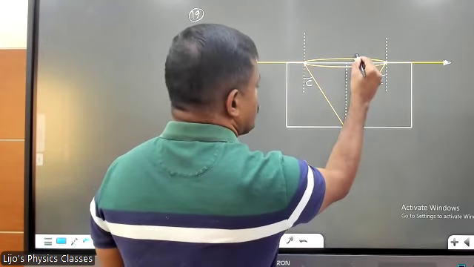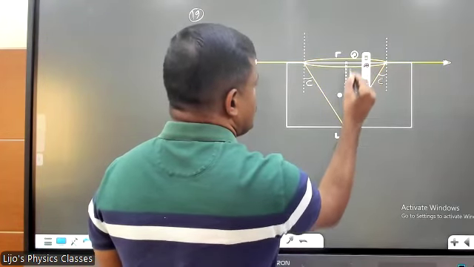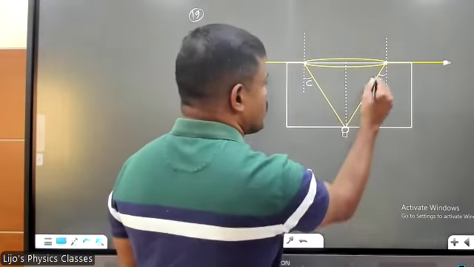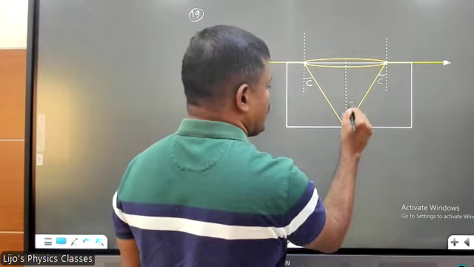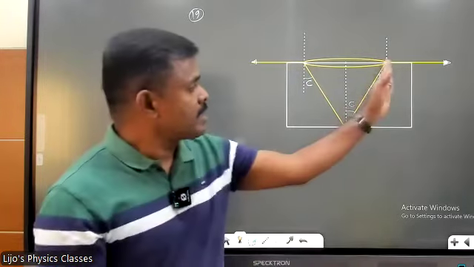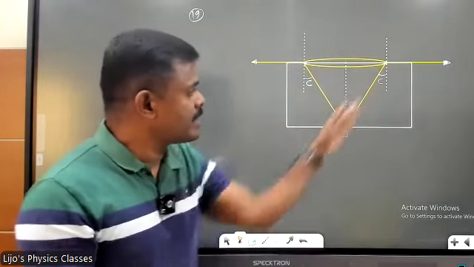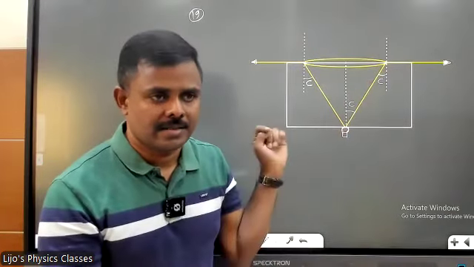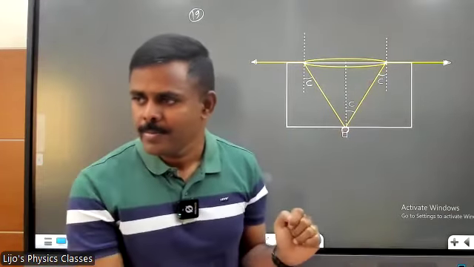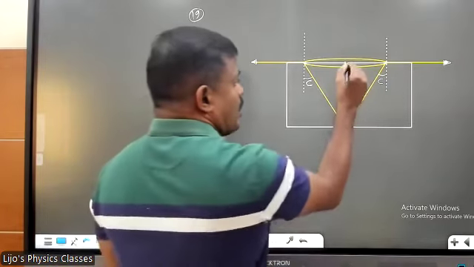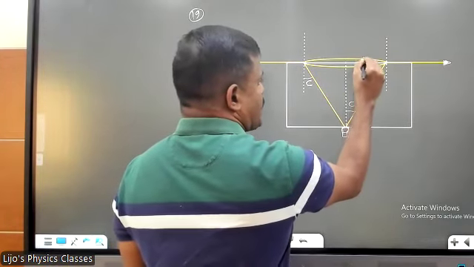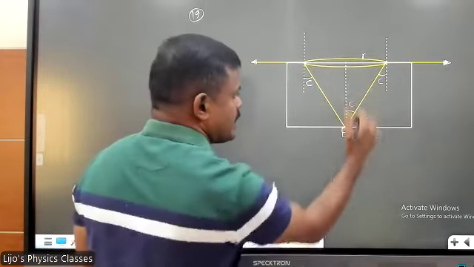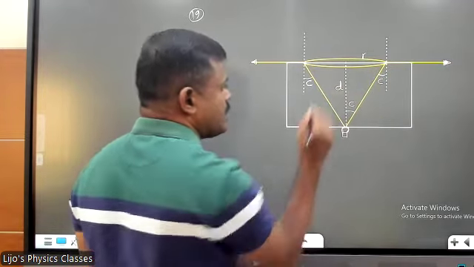Now what? If that angle is critical angle, this angle is also critical angle. Why? Because these lines are parallel and this one intercepts both. These angles are called alternate angles. Now, opposite to this is the radius of the circle. This is the radius of the circle. And this is the depth of the slab, which I call D.